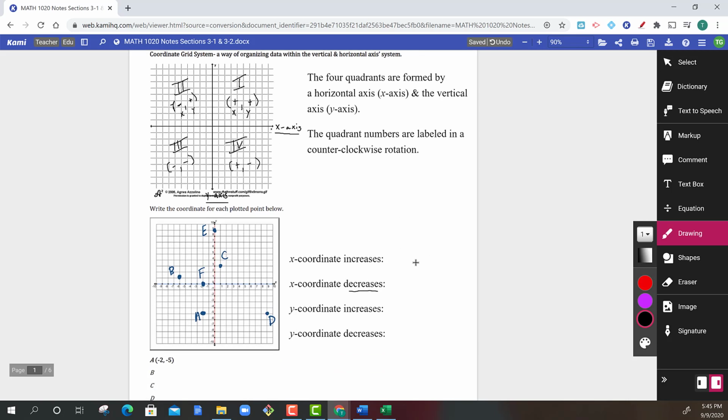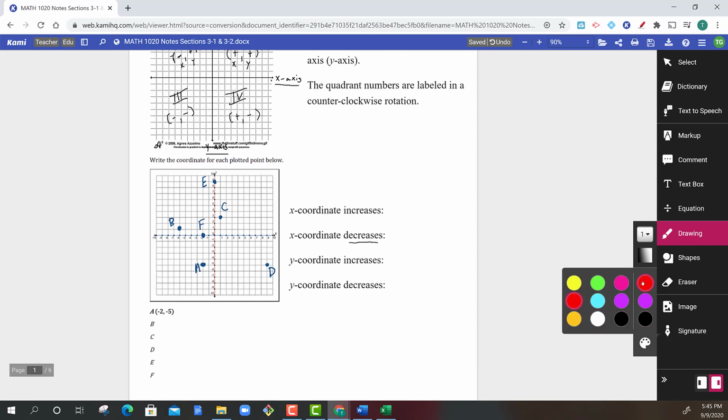And then just some basics as far as graphing ordered pairs goes. So recall that the X coordinate increases as you move to the right. That means positive numbers. And the X coordinate decreases as you move to the left. That means negative values. The Y coordinate increases as we move up, and the Y coordinate decreases as we move down.